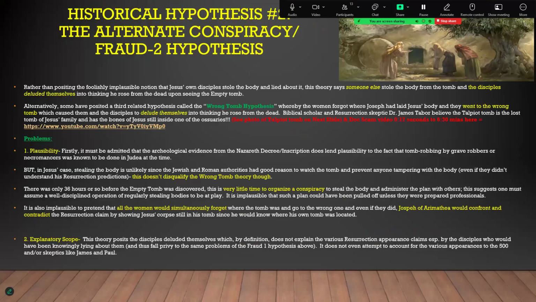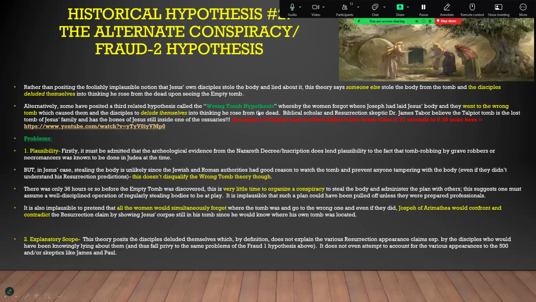So let's go to the next hypothesis. And this one is kind of related, right? So I call it the alternate conspiracy, or the fraud 2 hypothesis. Now, this one, rather than saying that Jesus' own disciples conspired and lied about the resurrection and conspired to steal the body, it says one of two things. Either somebody else stole the body from the tomb, and then disciples encountered the empty tomb and they deluded themselves into believing Jesus rose from the dead, or there's an alternative here known as the wrong tomb hypothesis. So I'm including both these versions as the fraud 2 hypothesis. The wrong tomb hypothesis says, once again, the women forgot where Joseph laid his body, and they went to the wrong tomb. And from there, they saw the empty tomb, and the disciples deluded themselves. Oh, Jesus must have rose from the dead.